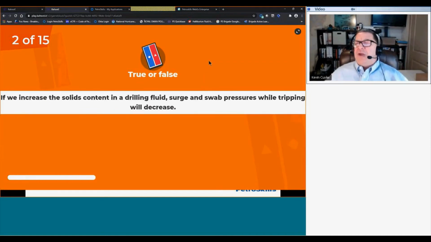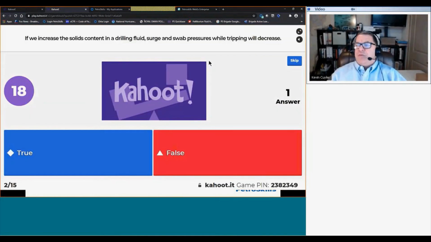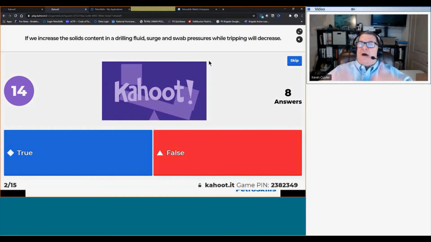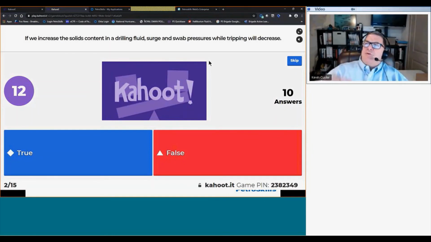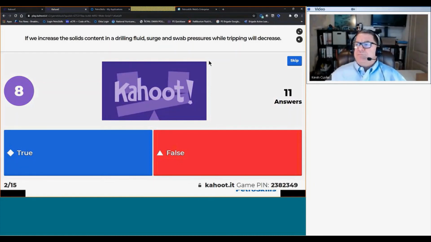If we increase the solids content in a drilling fluid, surge and swab pressures while tripping will decrease. True or false? If we increase the solids content in a drilling fluid, surge and swab pressures while tripping will decrease. You got about 5 seconds. We're moving on.